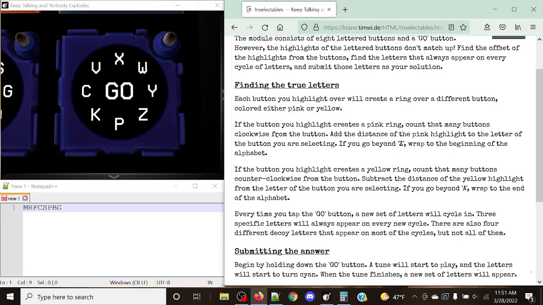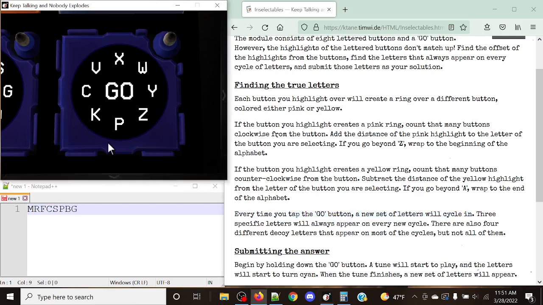So now, what we're essentially going to do is, every time we tap Go, a new set of letters will cycle in. So in this case, we're just simply going to tap Go. And as you can see, we have a new sequence of letters and a new sequence of highlights as well. So this means that we're going to be doing some calculations here.